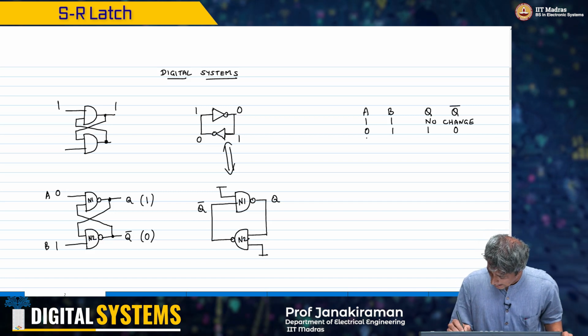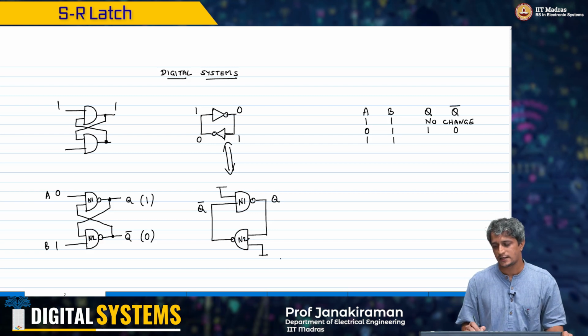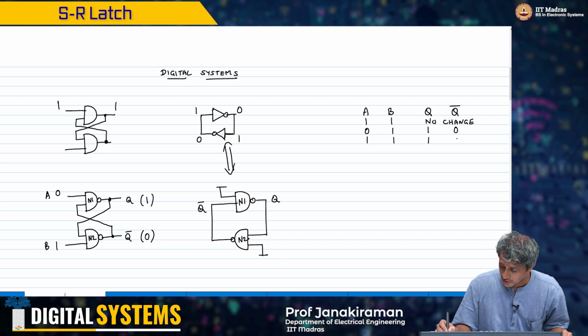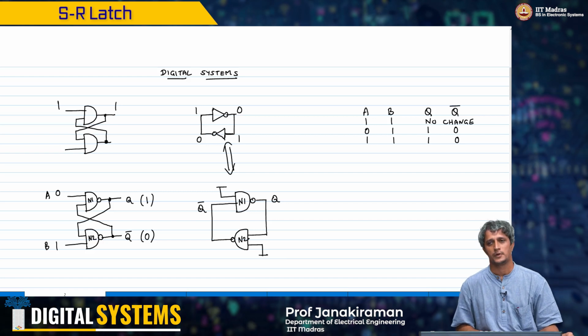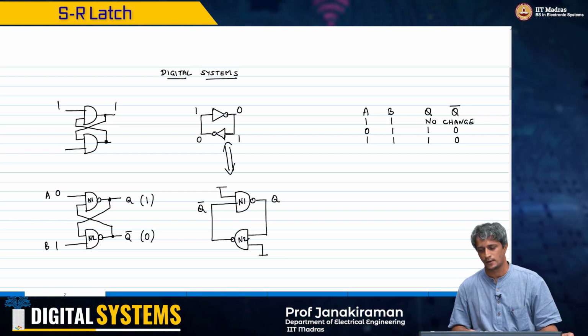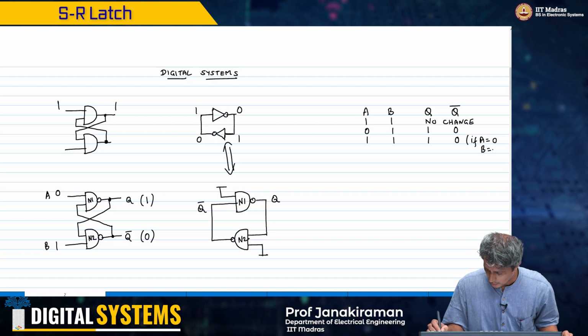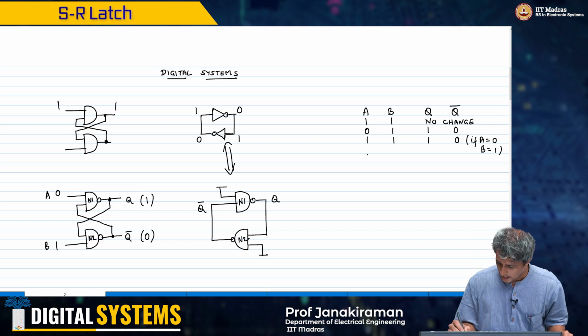Now at this point, note that if both A and B go to 1 1, then it will simply continue to hold the state for you. It will just hold it as 1 0, because I just told you that's a no change state. So this one is if A equal to 0, B equal to 1. Now, on the other hand, if A equal to 1, B equal to 0.